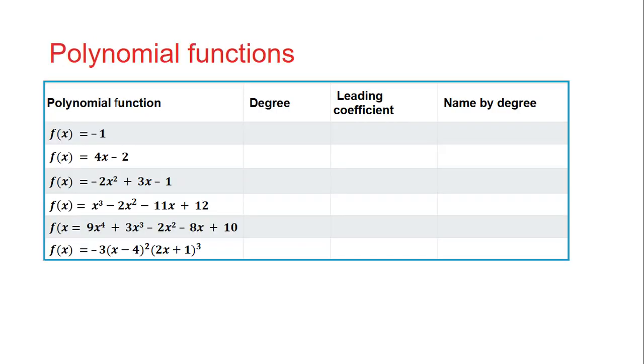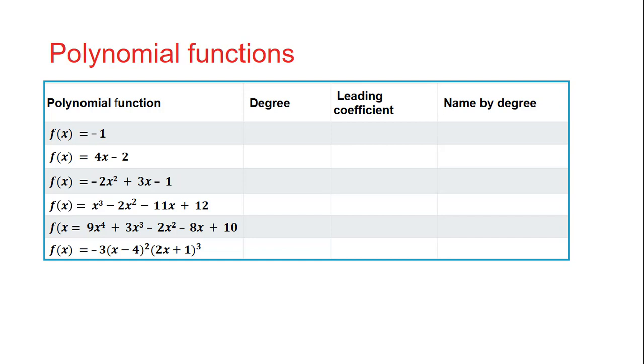Now on this page I have a chart, a table, that has a polynomial function, and we're going to talk about the degree of that polynomial function, the leading coefficient of the function, and then we'll name that function by some terminology. The first one is f of x equals -1.